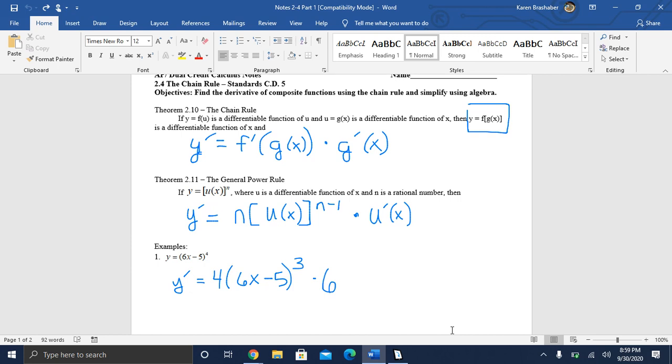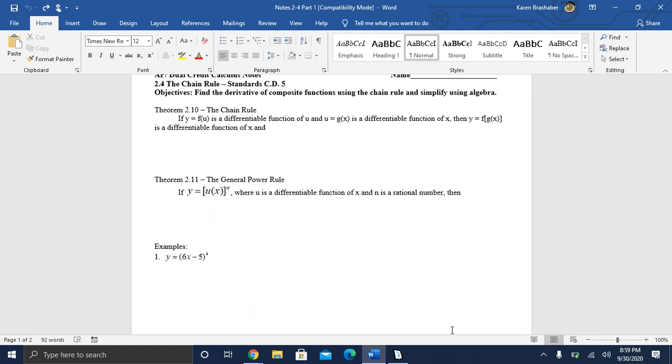And then we can simplify this as y prime equals, you can multiply the 4 and the 6 together, 24 times 6x minus 5 to the 3rd power. And there would not be any reason to multiply out the 6x minus 5. All right, so that's using the power rule, remembering that you work from the outside to the inside on these. I'm going to clear the screen, and we will move on to your next example.